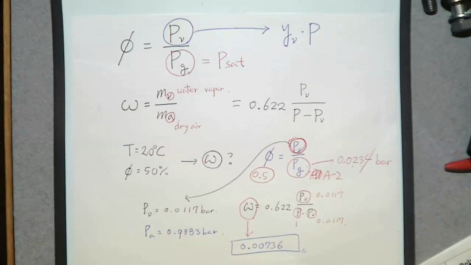Okay? So that's how you convert between relative humidity and humidity ratio. The key parameter is going to be PV. So as long as you have PV, then you can determine the relative humidity and humidity ratio. Any question?